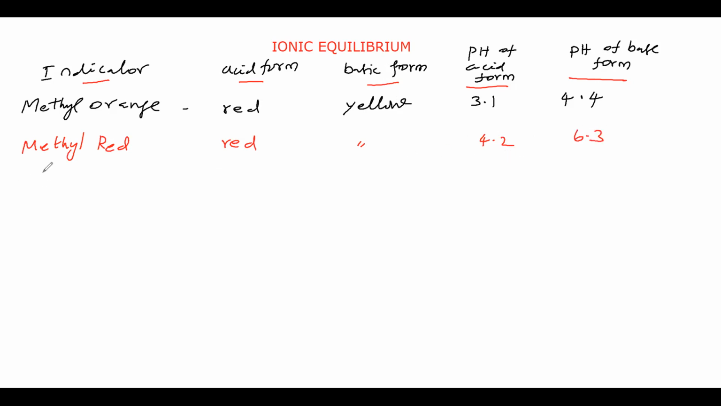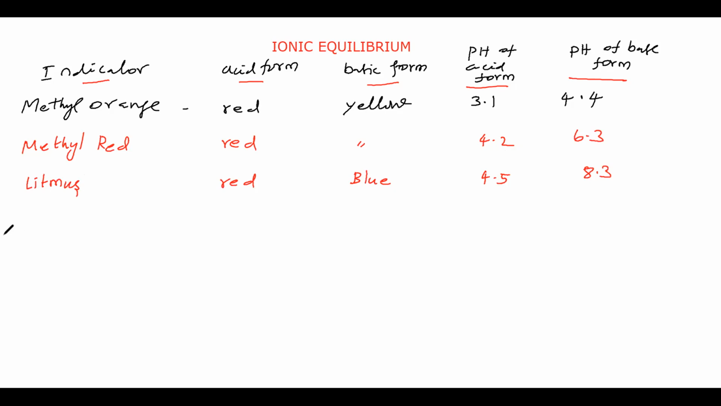Next we will take the indicator litmus. The acid form color is red. The basic form color is blue. The pH of the acid form is 4.5, and the pH of the basic form is 8.3.